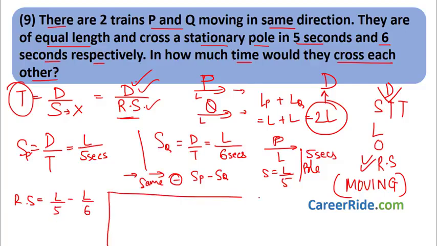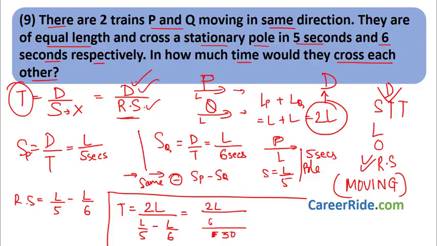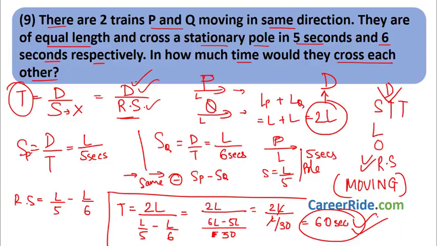Now let us find the time. Time taken is nothing but 2L, that is the total distance upon relative speed. L by 5 minus L by 6, that would be 2L upon, let's take the LCM as 5 into 6 is 30. Here we have 6L minus 5L, that is 2L upon L upon 30. L gets cancelled, this becomes 60. So here we have 60 seconds as the time for the trains to cross each other.